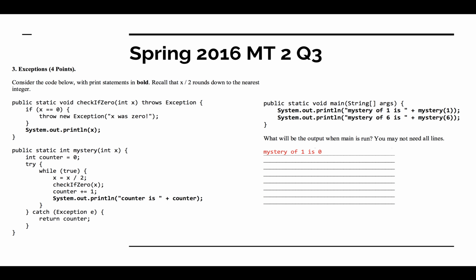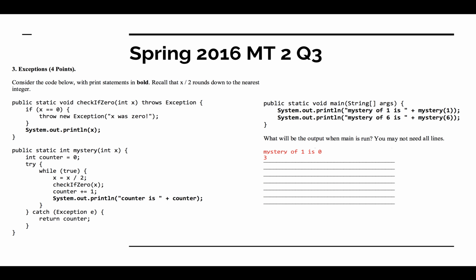Okay, and then we're going to go to the second call. So mystery of 6. So x is equal to 6, counter is now 0. So we go into the try block. While true, x equals x over 2. So x is now 3. Then we go into check if 0 with x equal to 3, and it's not 0, so we just print out x. So what do we print?